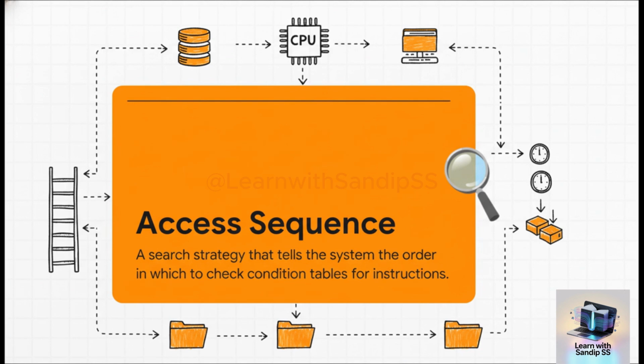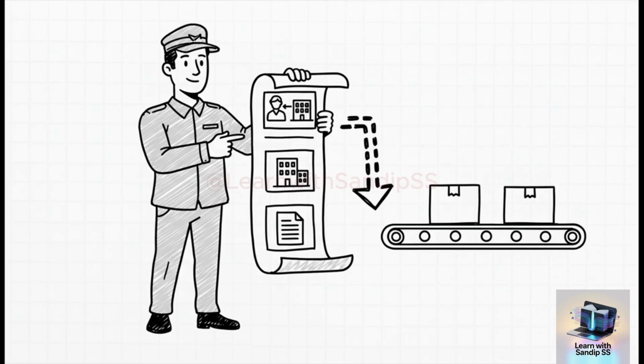It's basically a search strategy, a step-by-step checklist that tells the system, okay, look for instructions here first. If you don't find anything, look here second, then here's third. It's all about searching in a very specific, prioritized order. Think of the access sequence as the official rulebook for our mail clerk. And the number 1 rule in that book is be as specific as possible first.